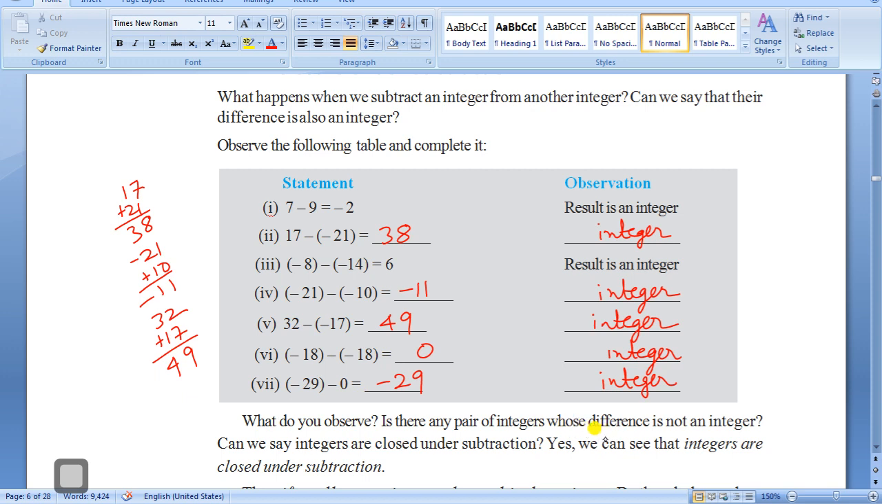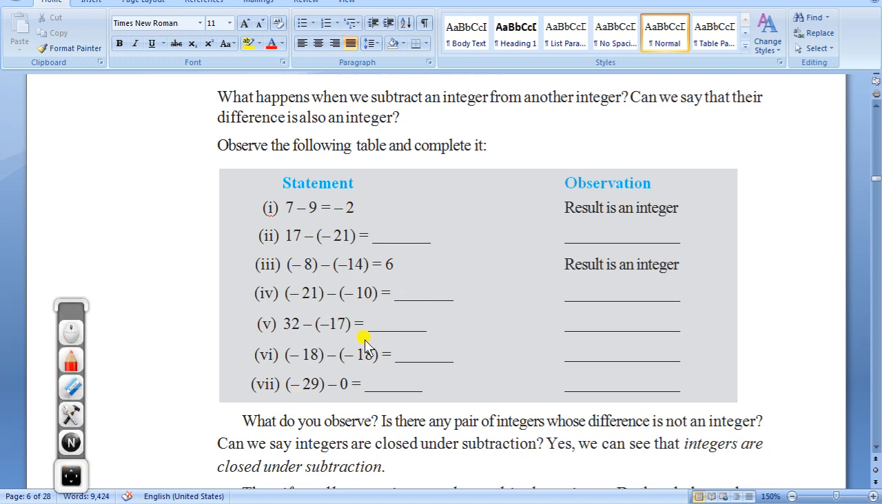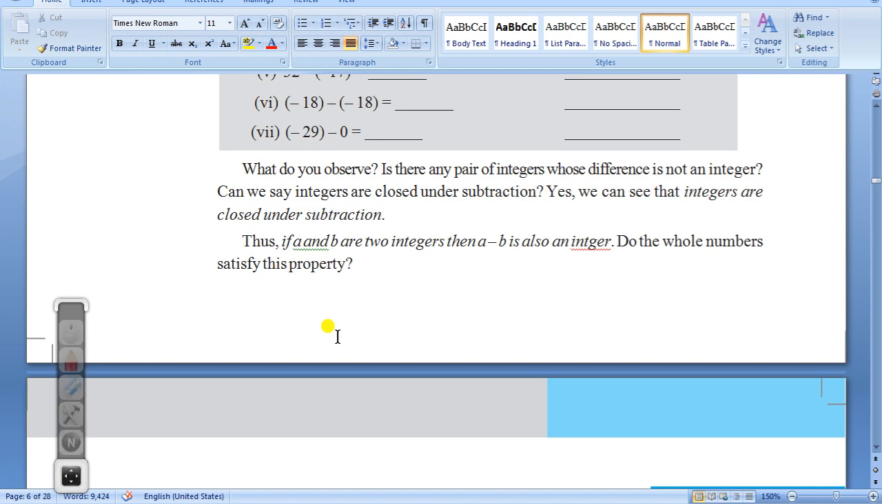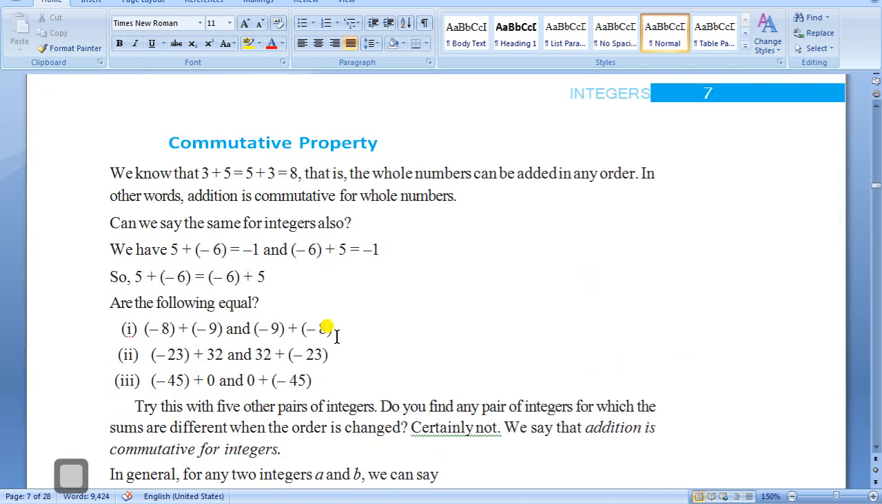What do you observe? Is there any pair of integers whose difference is not an integer? No. Can you say that integers are closed under subtraction? Yes, we can see the integers are closed under subtraction. If a and b are two integers, then a minus b is also an integer. Do the whole numbers satisfy this property?